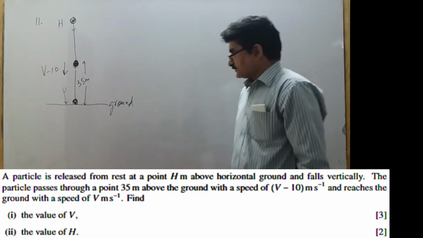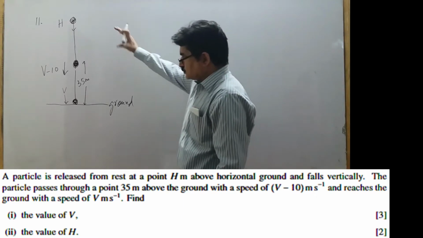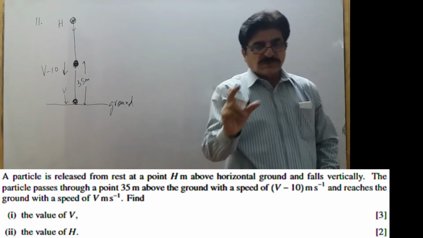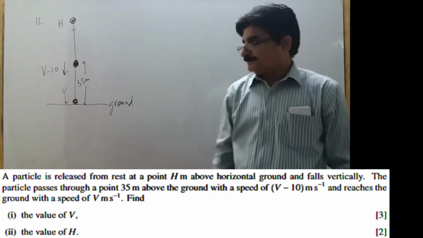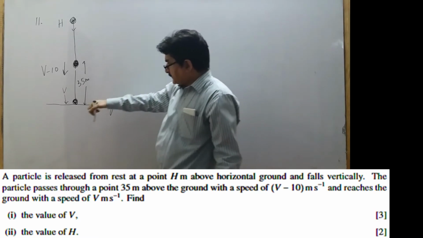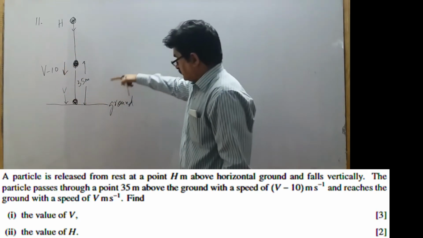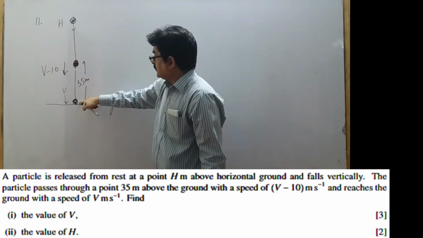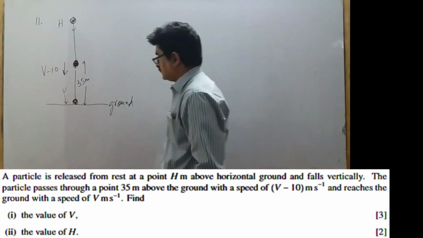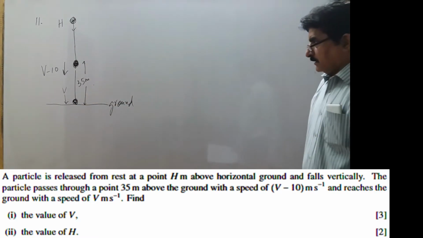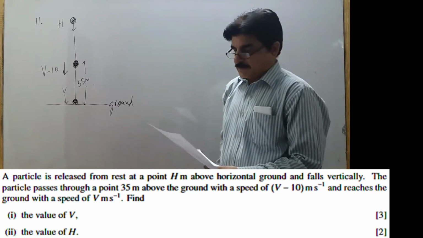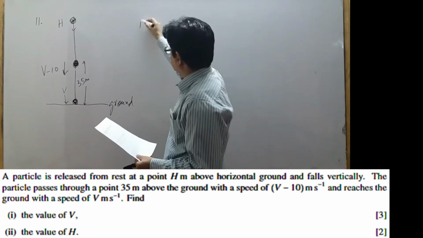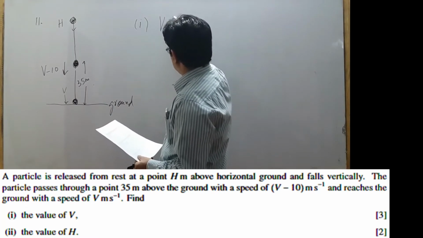So we have to think now which two positions we have to consider. Keep in mind we always need two positions to apply an equation of motion. We can consider the motion from this to this point, or from this to this point. But we have to think about whether our problem will be solved or not. Now only this data is given. The first part asks you to find V.